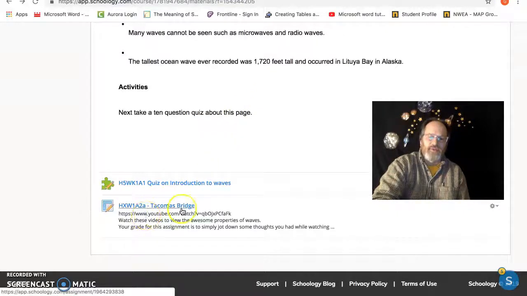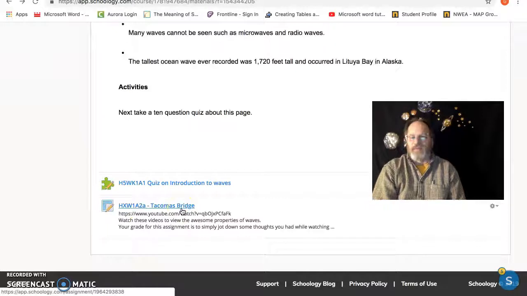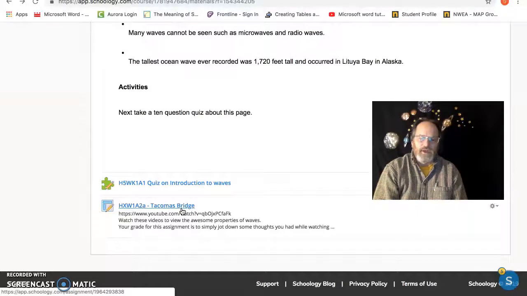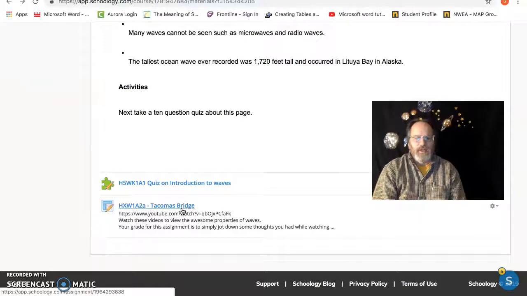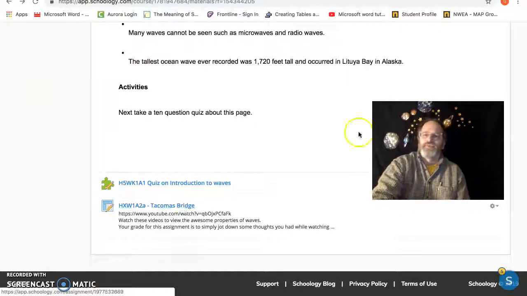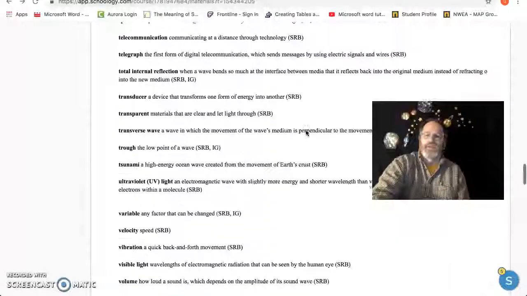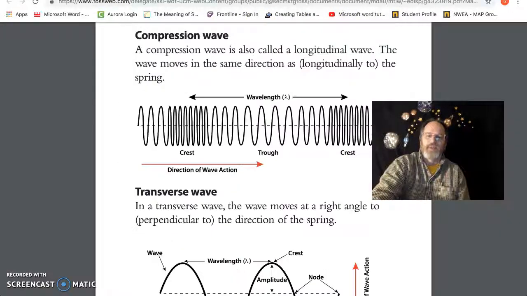Then there's a pretty fascinating video. I think there's a couple of video links on there for you to look at the Tacoma Bridge in Washington. This was probably 60 years ago, 70 years ago that they built this bridge. And if you watch the video, you'll see the power of waves. And you'll actually see some of the frequencies and that sort of thing, just to give you an idea of what we're going to be spending a good portion of time on.